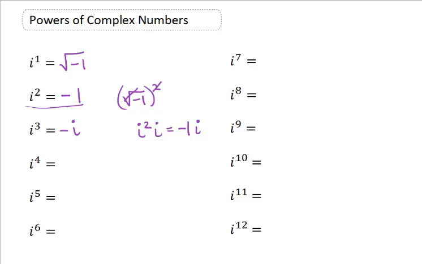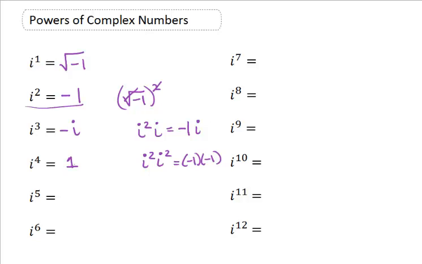i to the 4th. I have 4 i's, i times itself 4 times, and I can split this up however I would like. I'm going to write it as i squared times i squared, because I know that i squared simplifies to -1 again. That gives me -1 times -1. A negative times a negative is positive, and 1 times 1 gives you a positive 1. So we have finished the first 4 powers of i. But we need to keep going. We need to see what keeps happening with these.